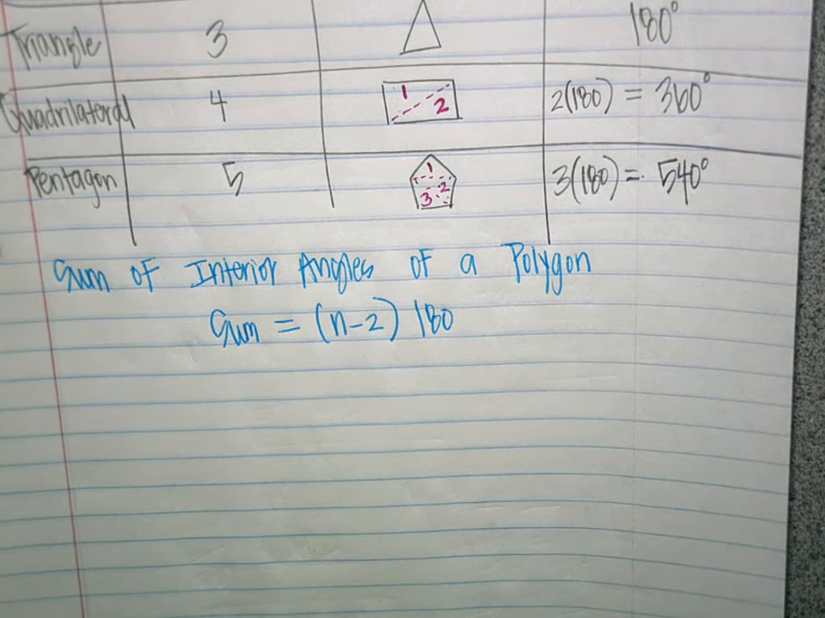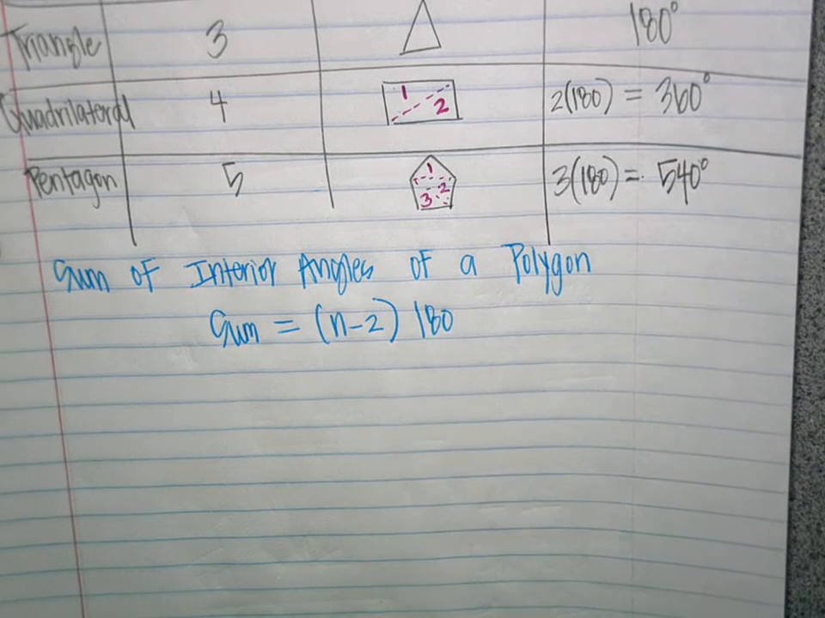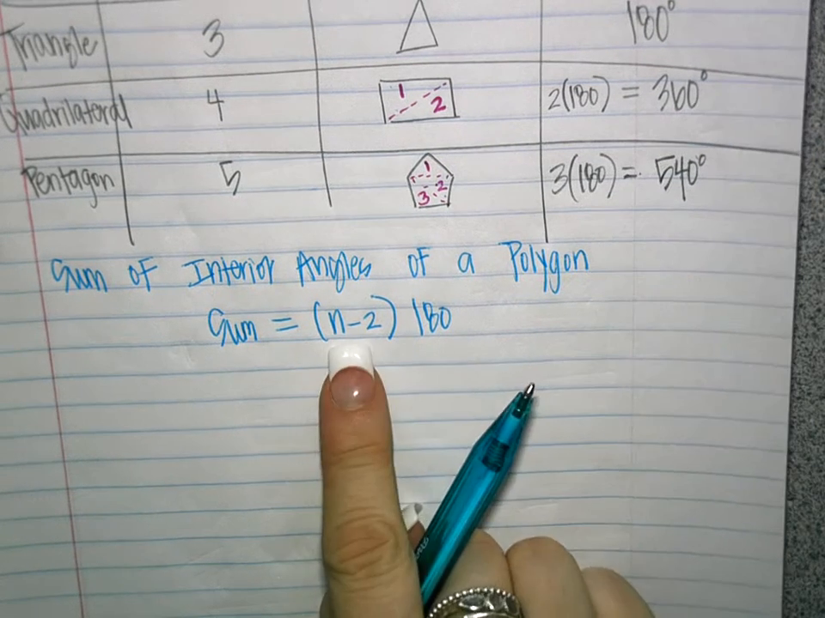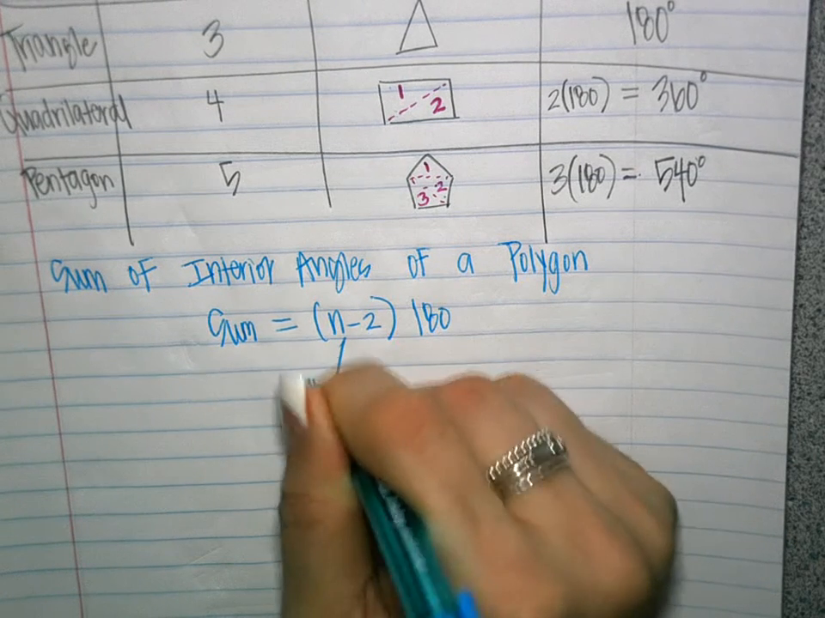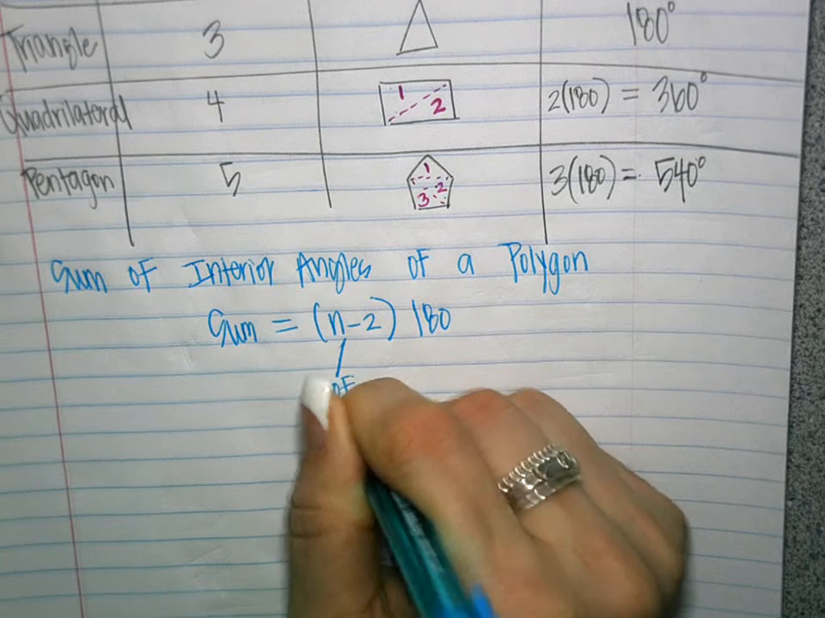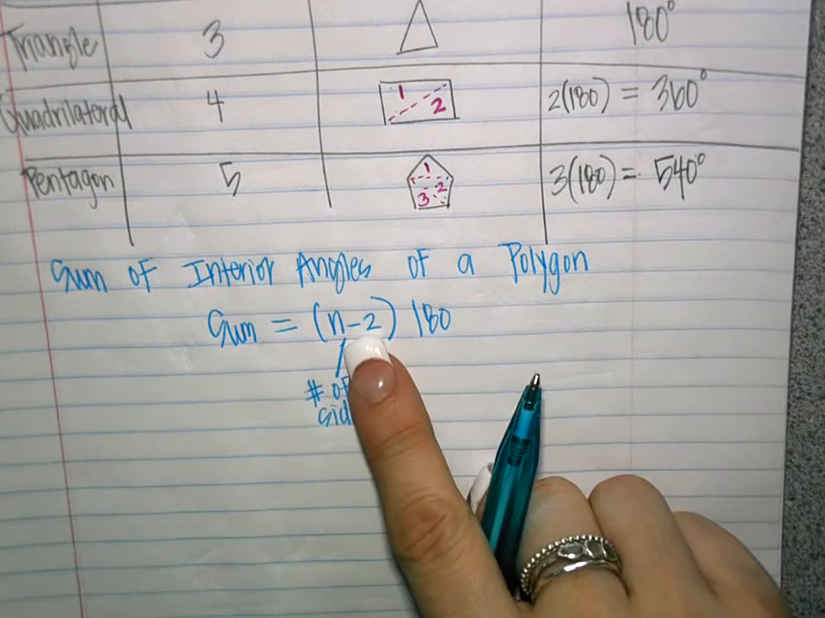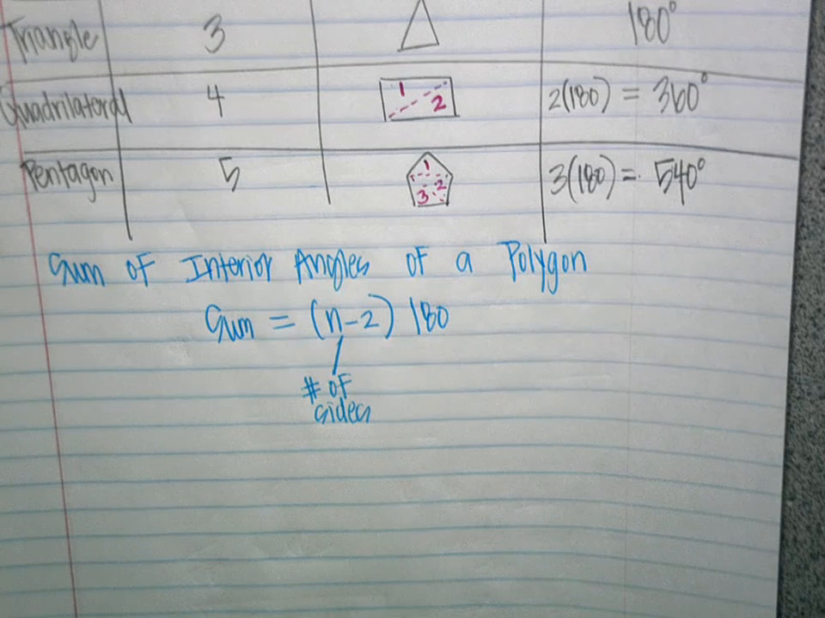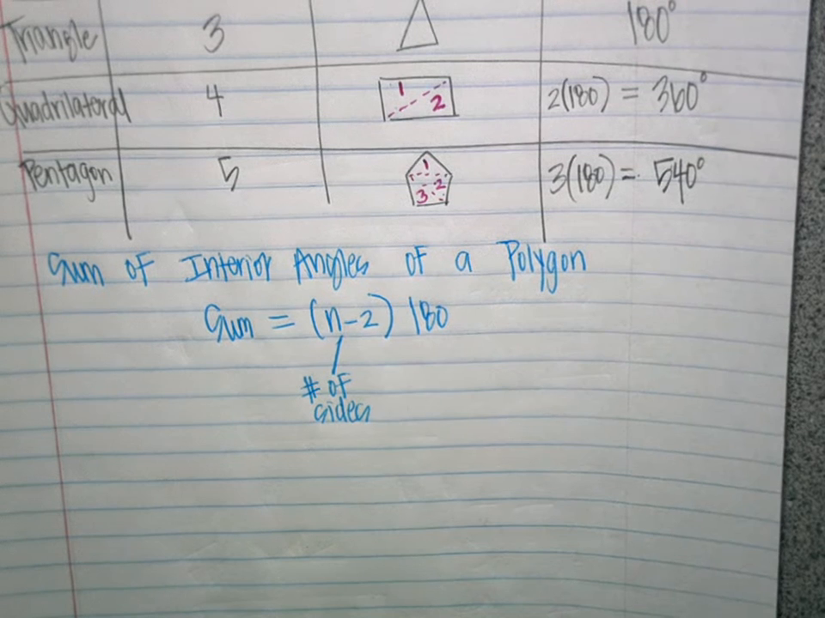And I'll explain to you kind of what that means in just a second. So instead of having to break them up into little triangles and then multiply, there's actually a formula. The formula is n minus 2 times 180. The n stands for the number of sides in a polygon. So if I asked you to find the sum of the interior angles of an octagon, an octagon has 8, you'd plug that in. So you can find the sum of any interior angle measurements.